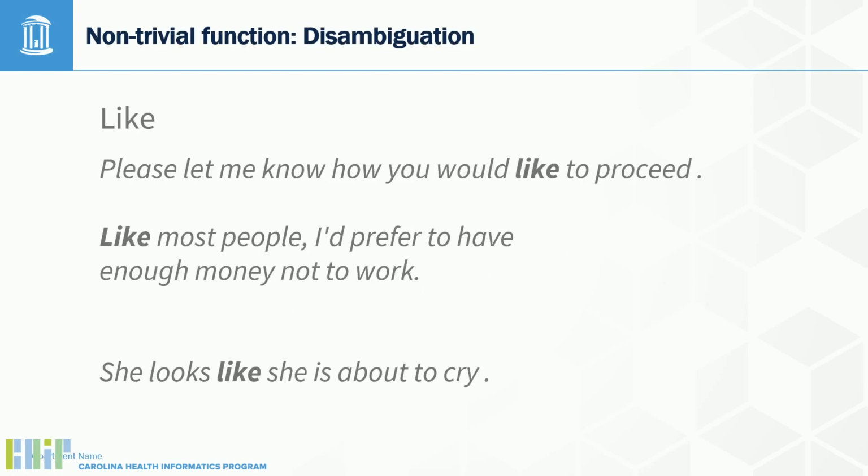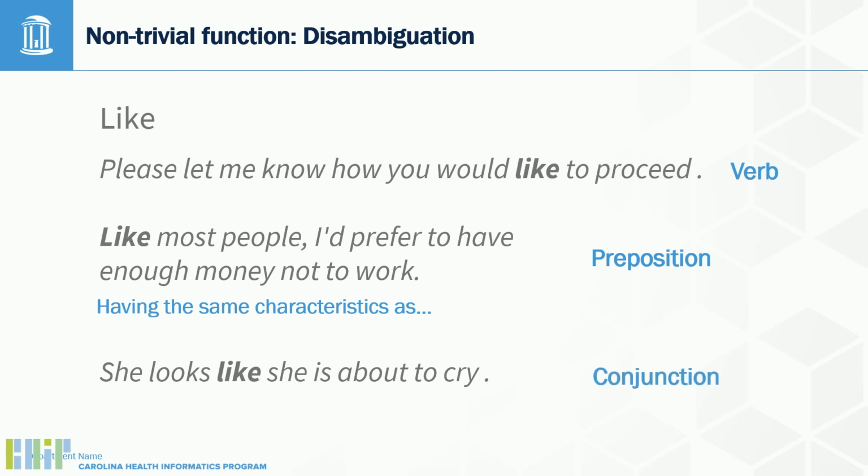For example, here we have likes in three sentences. The first like is a verb, the second is a preposition with the meaning of having the same characteristics as. The third like is a conjunction which introduces a clause, working similarly to the phrase as if. With these tags, we can determine the unique lexical category of a word in the context of the sentence.